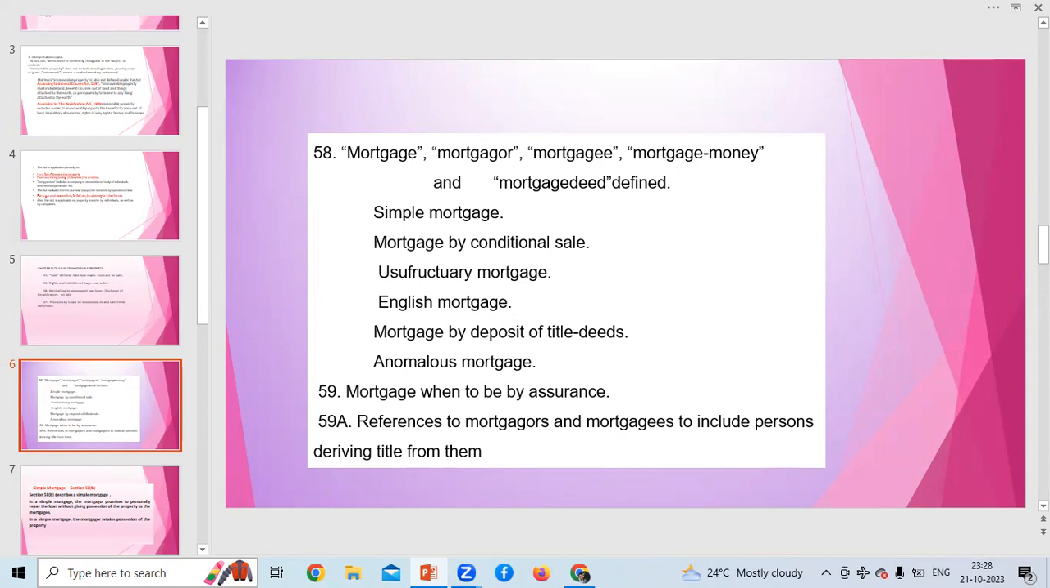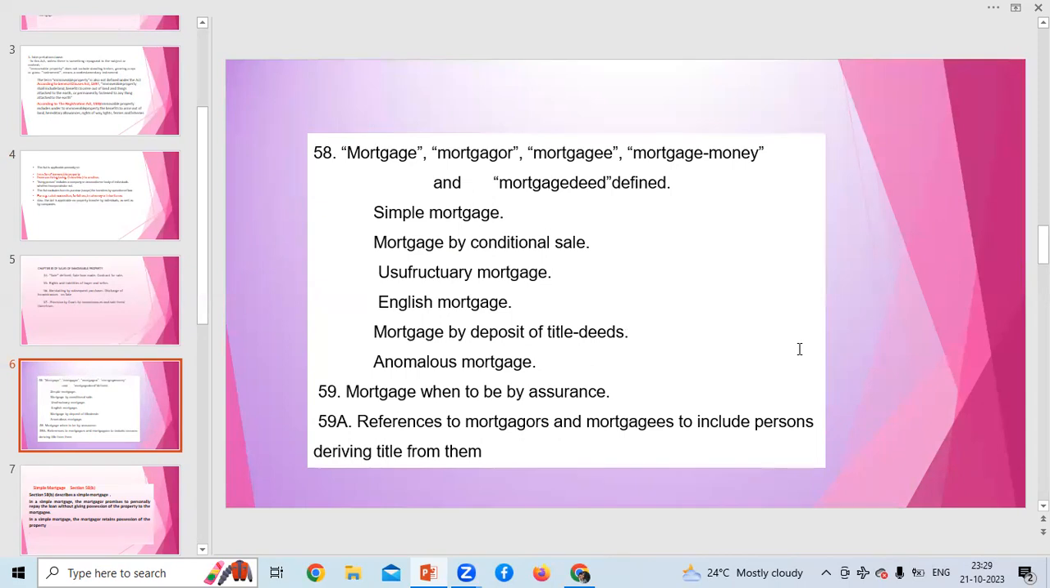So these are the types of mortgages. The screen is showing simple mortgage, mortgage by conditional sale, usufructuary mortgage, English mortgage, mortgage by deposit of title deed, and anomalous mortgage. So these are 6 types of mortgages. In mortgage by conditional sale, the property is sold on a condition. We'll go for at least 2-3 types today, and we'll continue in the next video.